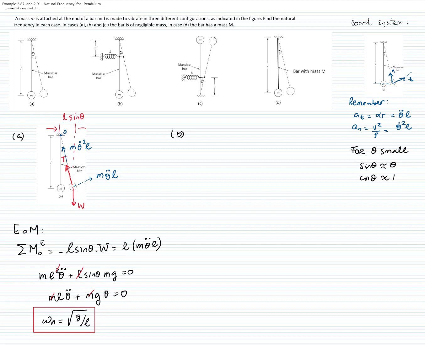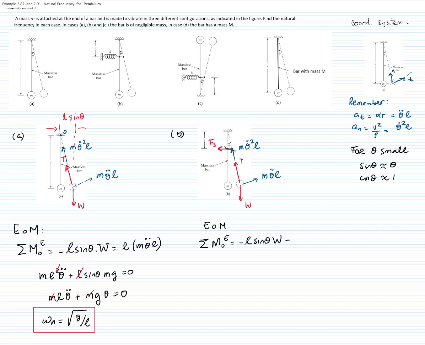In this case, we will also draw the free body diagram, and the difference with the case before is that we have a force of a spring. So we have the weight, the tension, and a force of the spring. We also have our kinetic forces, which is mass times acceleration. And then we do our equation of motion. The external moments are, in this case, the moment of the weight, and now we have the moment done by that force of the spring.